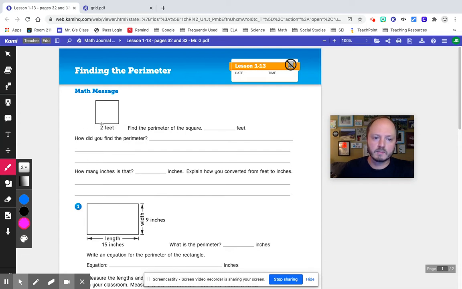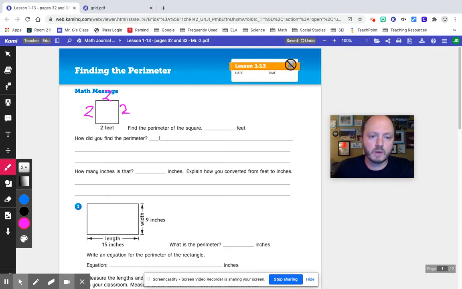Okay, so since we're finding the measurement of the outside edge of this square, we only have one number. What are the other sides? Well, it's a square. That's a clue. Yes, all squares have equal sides all the way around. So we have a 2. I swear that's a 2. Another 2. And another 2.